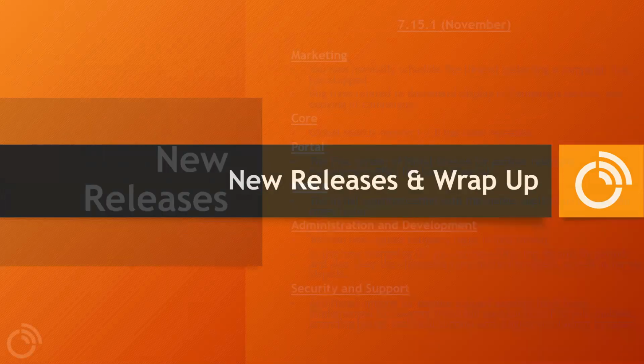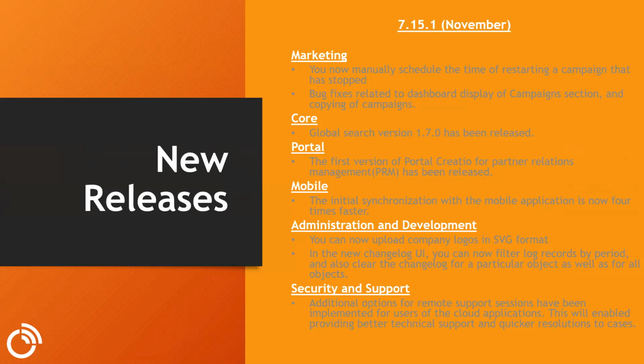For anyone who was not at our last user group, the 7.15.1 release in November had some marketing updates, manually scheduling the time for restarting campaigns, as well as bug fixes for the dashboards and copying of campaigns. There was a new global search version released in 7.15.1, so changing how the global search function, the function at the top of your screen, works. This included the first version of a portal for partner relationship management. So you can now work with your partners through a portal with Creatio.